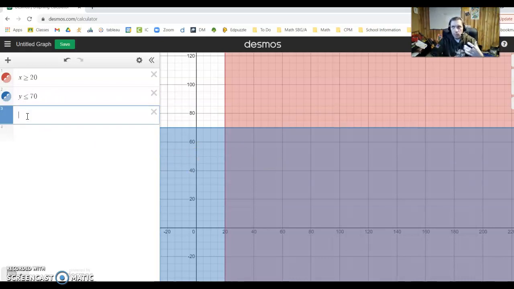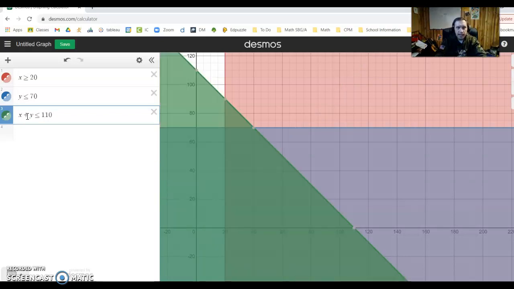But together we can only have 110 tickets. So we're going to do that. X plus Y has to be less than or equal to 110 tickets. And see how that is a diagonal inequality. And you can see where it starts to intersect here. So right here I have 110, 0. So that's 110 student tickets, 0 adult, right?